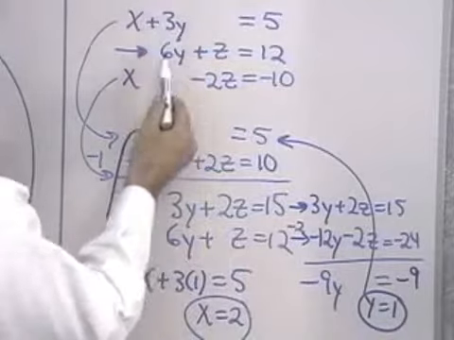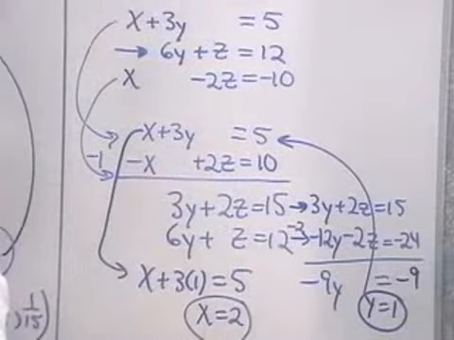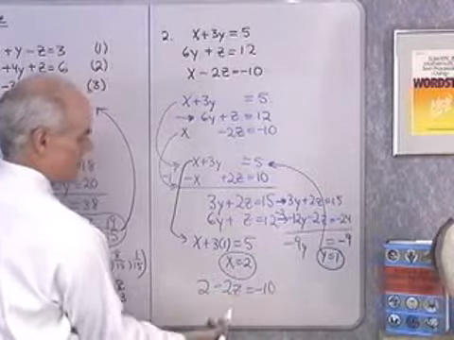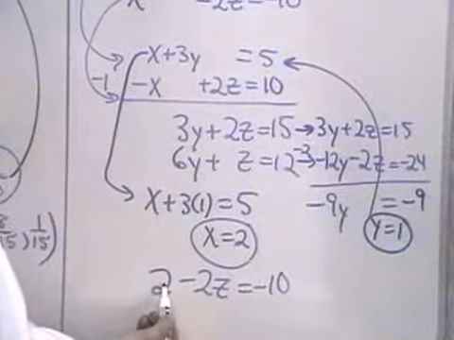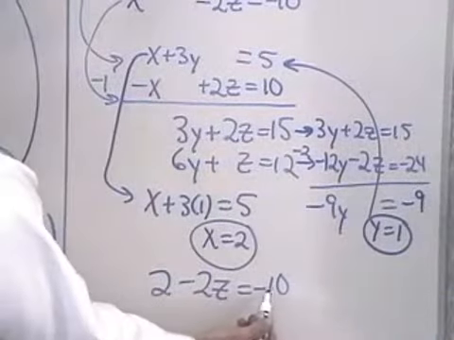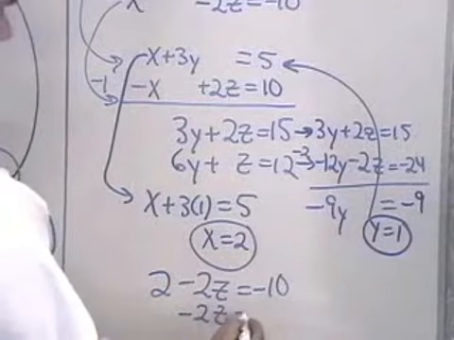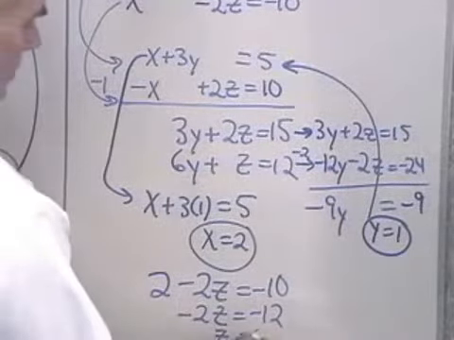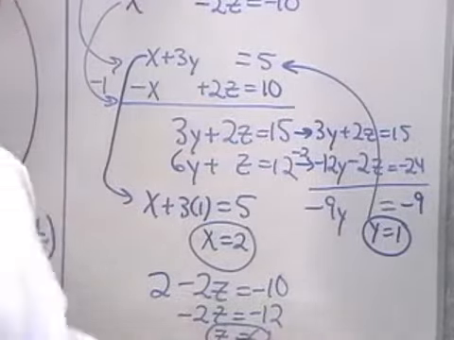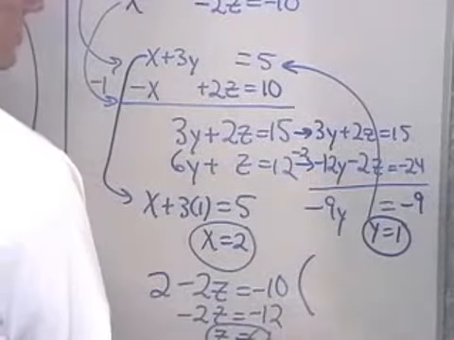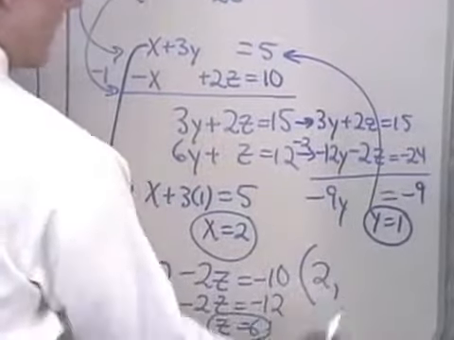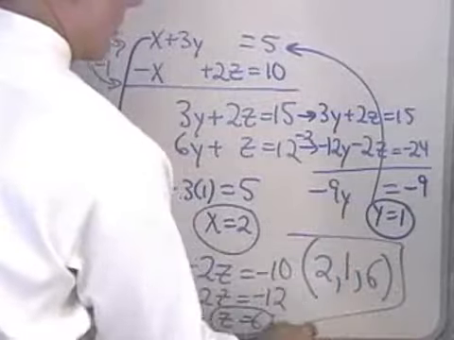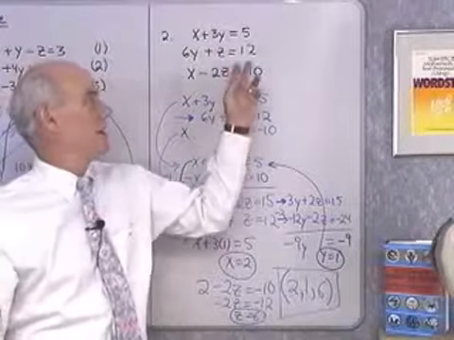Let's see, how about if I go back to this equation right here? So x, which is 2, minus 2z is equal to negative 10. So I substitute x equal 2 into this third equation. 2 minus 2z is equal to negative 10, so minus 2z is equal to negative 12 when I add negative 2 to both sides, so z is equal to 6. So I'll put these three solutions together, and that'll be the solution to my system. X equal 2, y equal 1, and z equals 6. And that's the only ordered triple that satisfies all three of these equations.